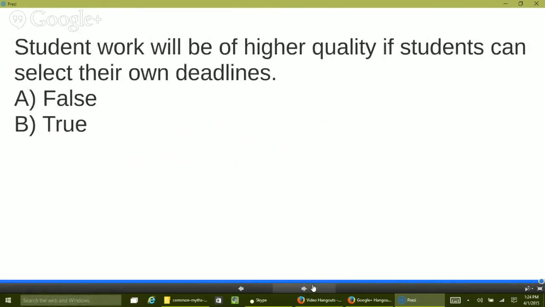Okay, now here's a case where there have been a few studies. One of them was very nicely done by Dan Ariely. The statement is that student work will be of higher quality if students can select their own deadlines. Let me describe the experiment that he did. He had 2 classes that covered the same material. In each class, students had to create 3 papers.